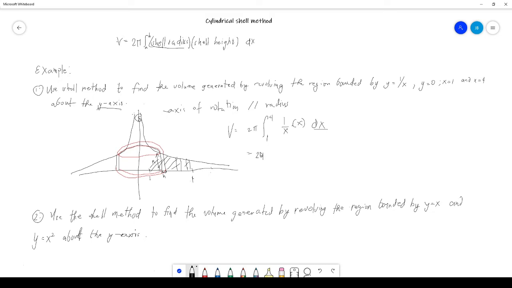Therefore, that's 2 pi, then the x's cancel. That would be the integral of dx, which is x from 1 to 4. Therefore, that's 2 pi times (4 minus 1). That's 2 pi times 3, which is equal to 6 pi cubic units. This is our answer.